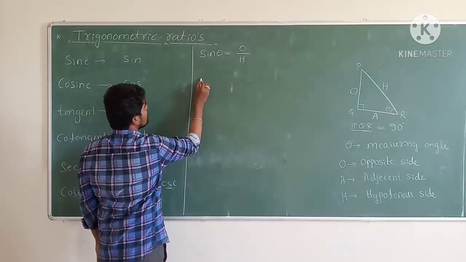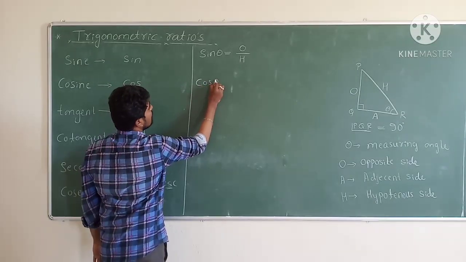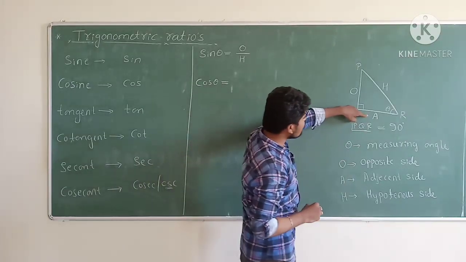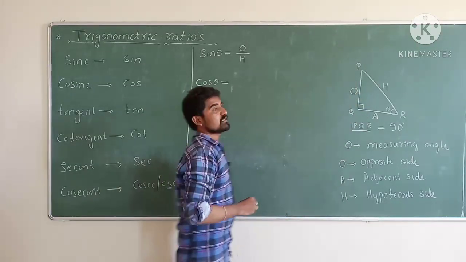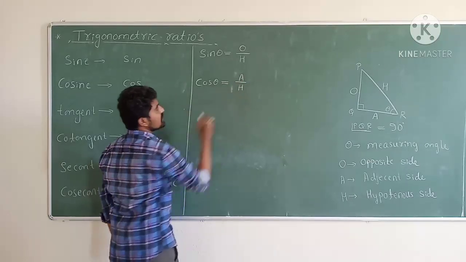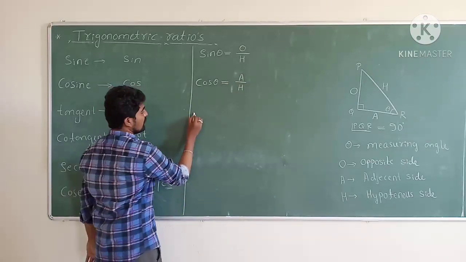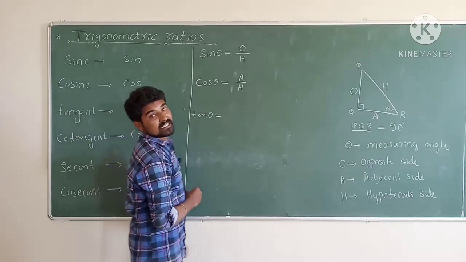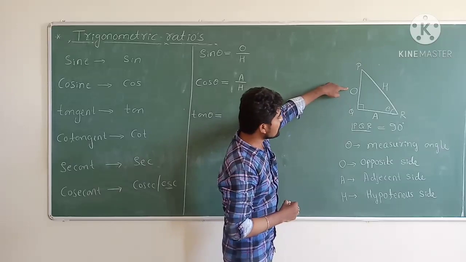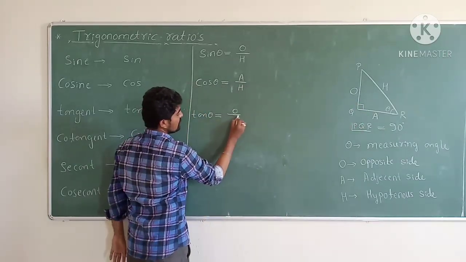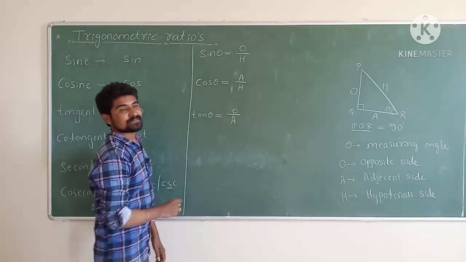And next one is what? Cos theta. Cos theta is the ratio of adjacent side to the hypotenuse side. Adjacent side means A, hypotenuse side means H. And next tan theta. Tan theta is the ratio of opposite side to the adjacent side.